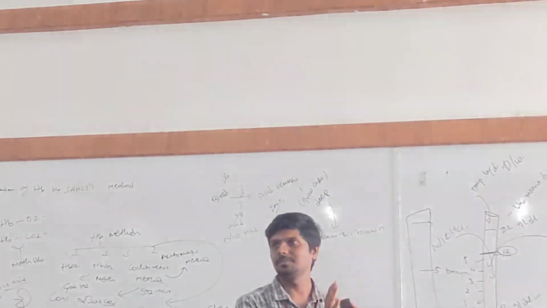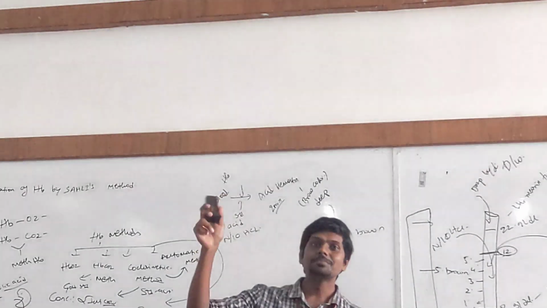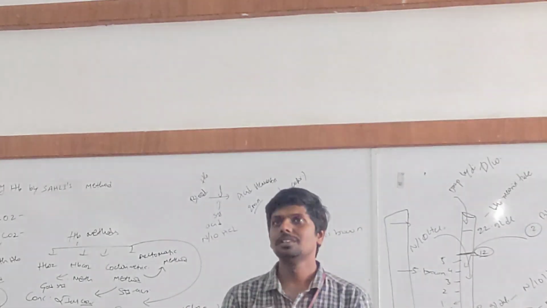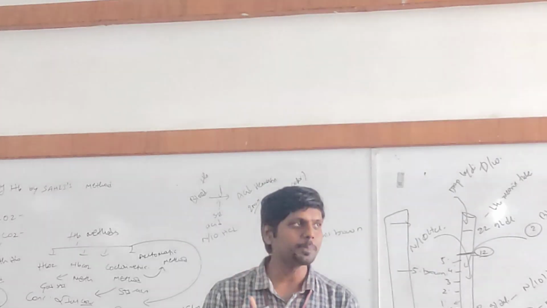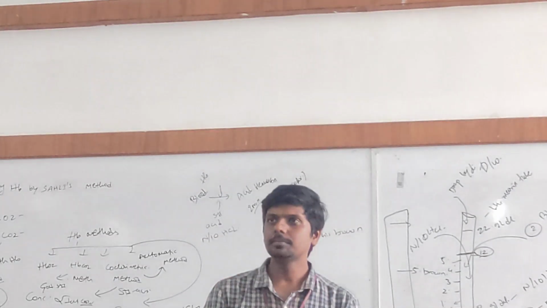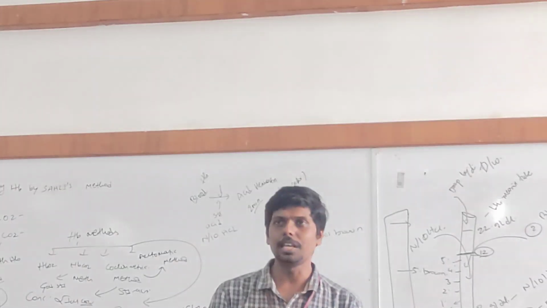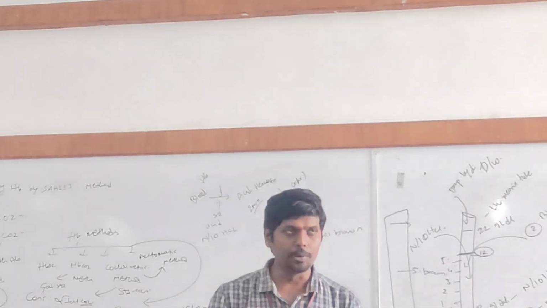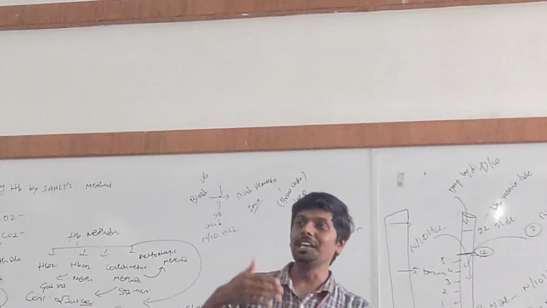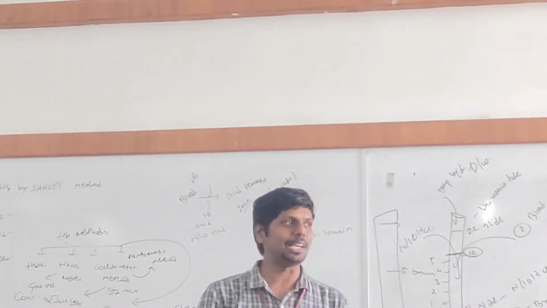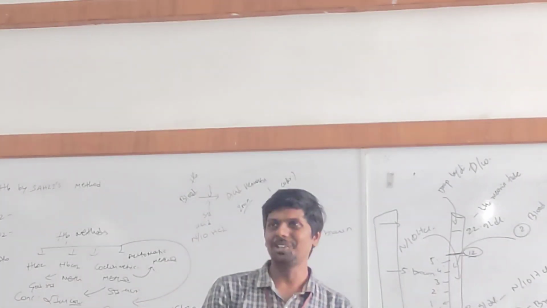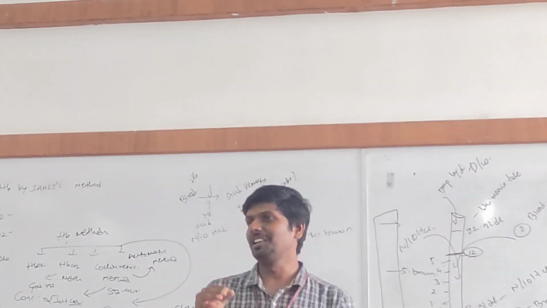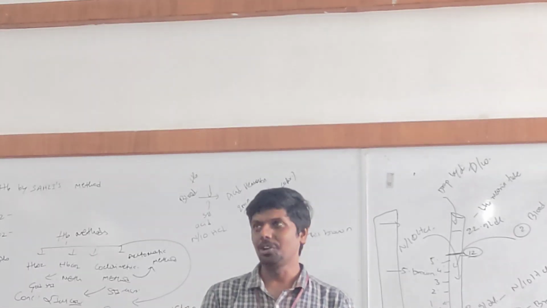Any doubts in HB estimation? Who discovered this method? Sahli's method. What is the normal HB value in males? 17 grams per deciliter. And females? 12 to 15 grams per deciliter. Increased HB is called hyperchromic anemia. Keep in mind, if it is increased, that doesn't mean you are strong. You become anemic again, even though you have more HB. That is called hyperchromic anemia. It's a condition, not a healthy thing. And decreased HB is called hypochromic anemia.